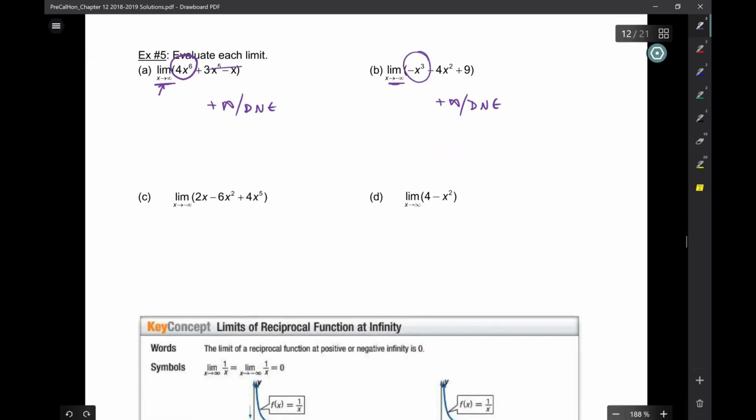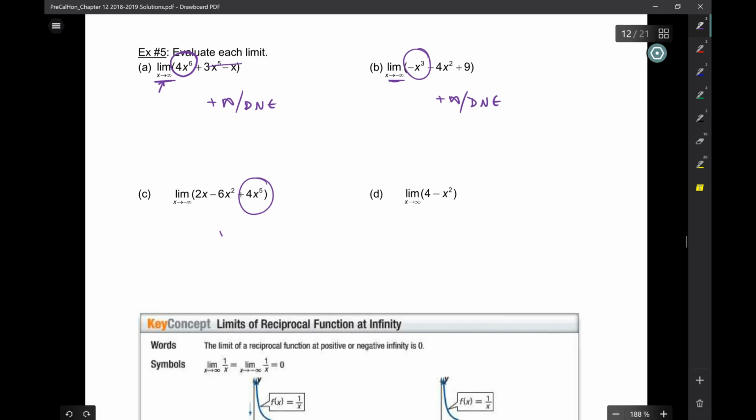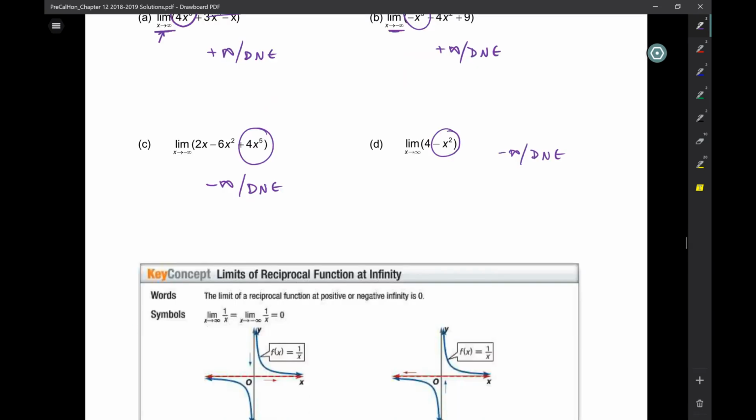Yeah. What about this one? As x approaches negative infinity, now it's 4x to the 5. When I put a negative number in there, it's negative infinity DNE. What about this one? Yep, because it's negative. Yeah, cool.